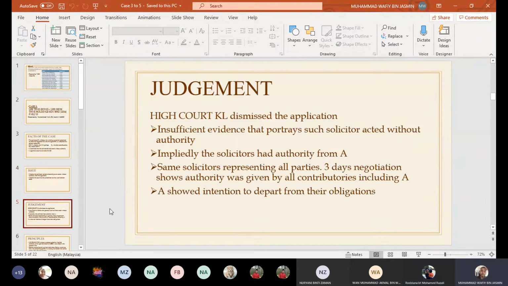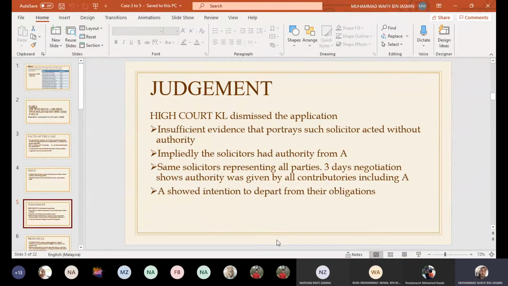So in this case, High Court of Kuala Lumpur had dismissed the application, which was the application to set aside the consent order, based on few grounds. Number one, there were insufficient evidence that portrays such solicitor had acted without authority. As in this case, the applicant did not submit sufficient evidence or enough evidence to show that such solicitor had acted without their authority.